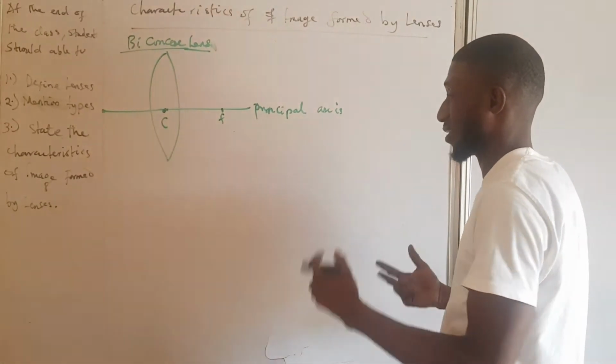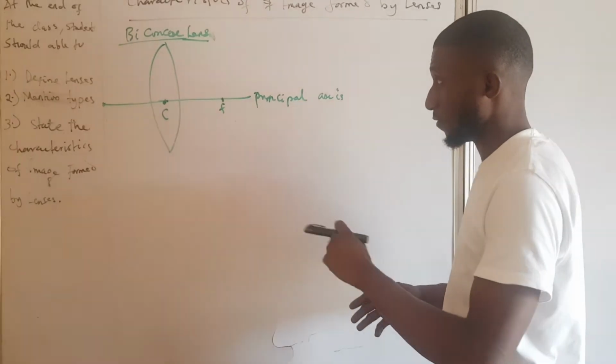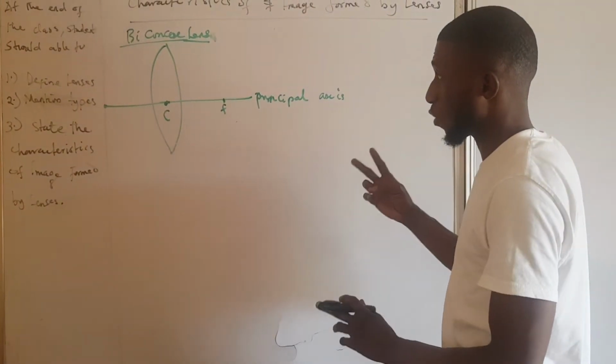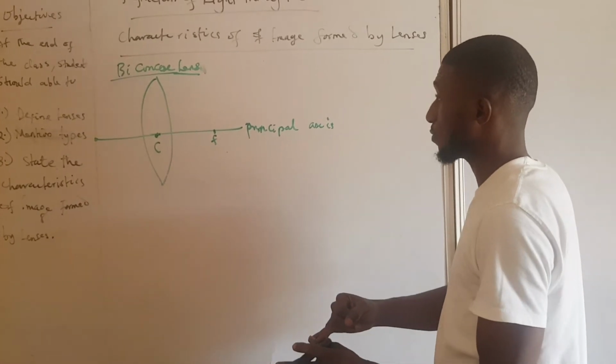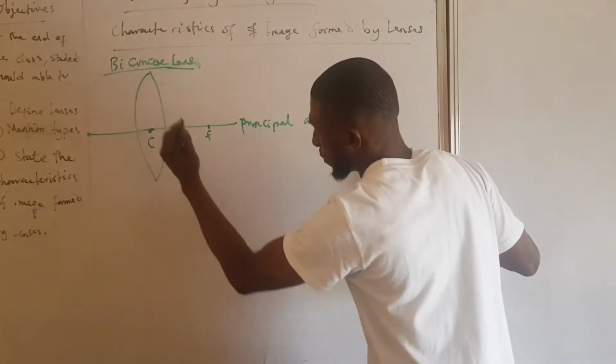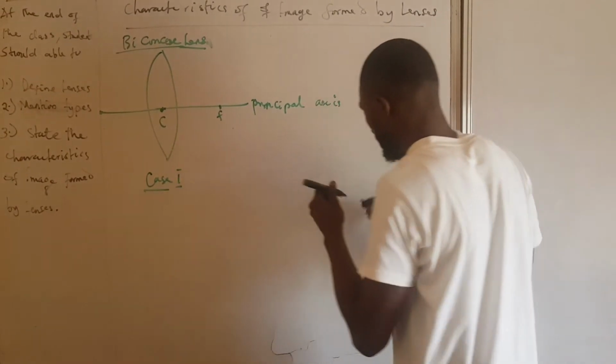And what if it is placed here? That's what we always use. And we use the radius of curvature, which is the two principal focus, as our reference point. Now, let me start with case 1, the first case.